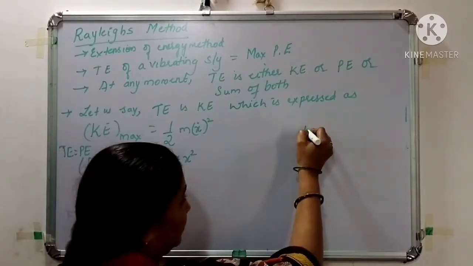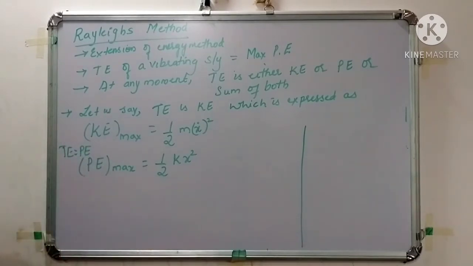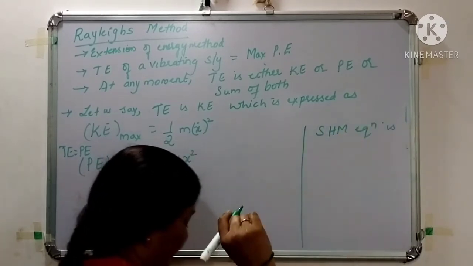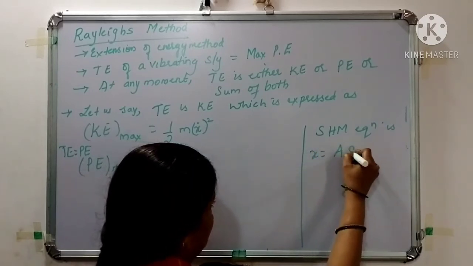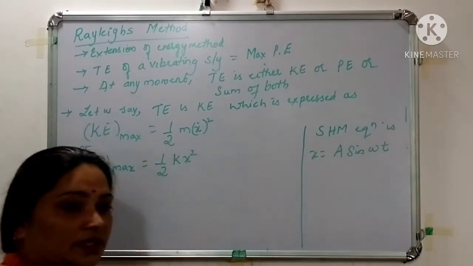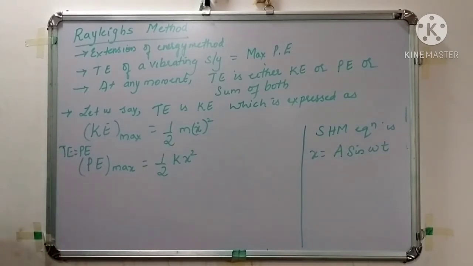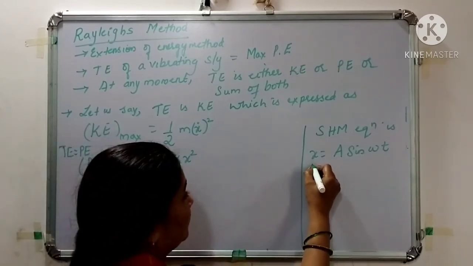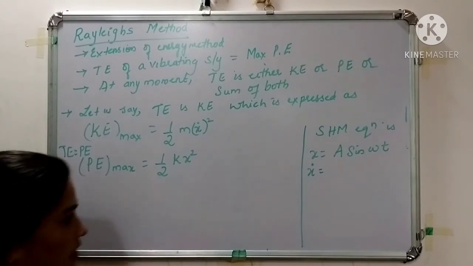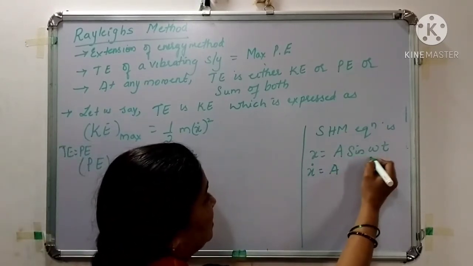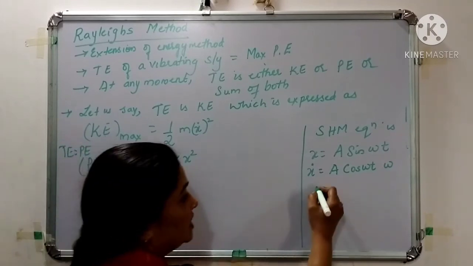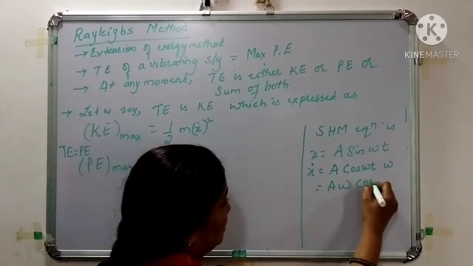Now, leave it aside. I will take you to certain information regarding simple harmonic motion. We know that the simple harmonic equation is x equals A sine omega t. This we have discussed while discussing the definitions. Now, if I want x dot, I should differentiate this equation. So x dot is equal to A, differentiation of sine is cos, and the derivative of omega t is omega. So this can be written as A omega cos omega t.